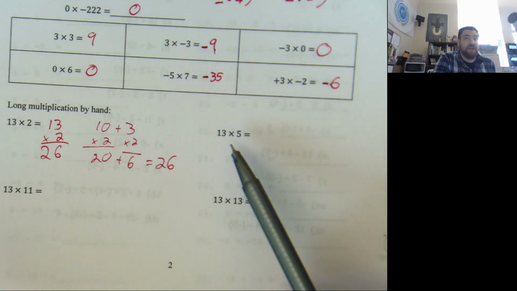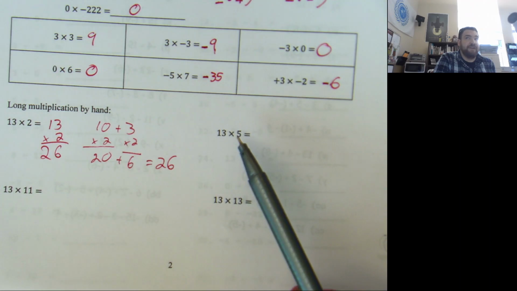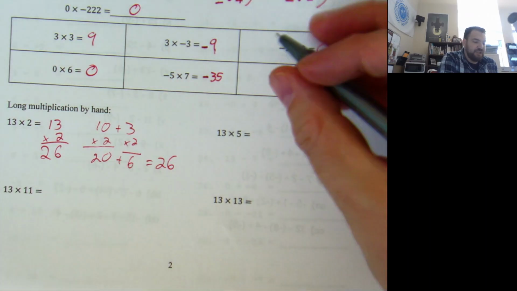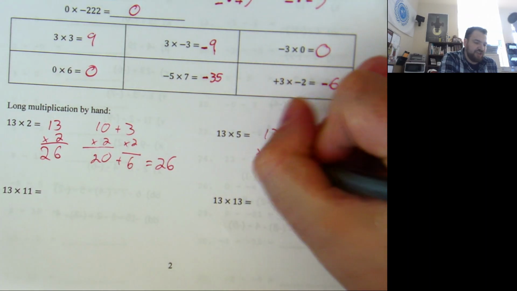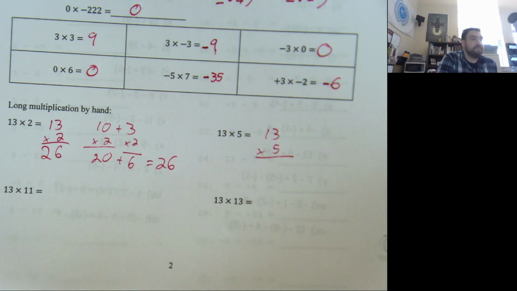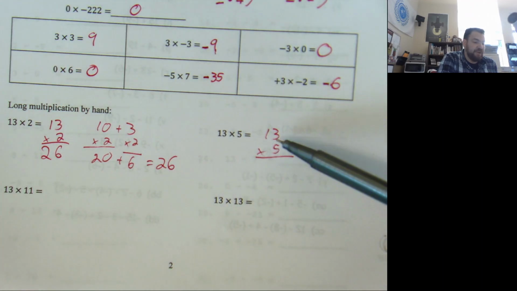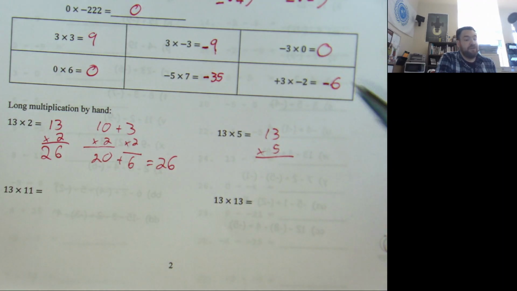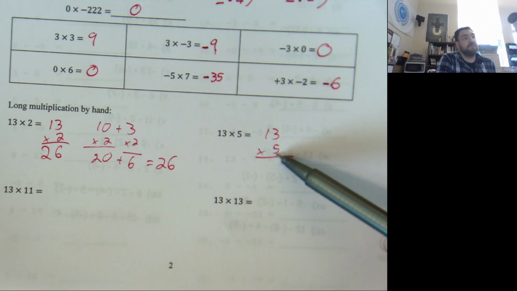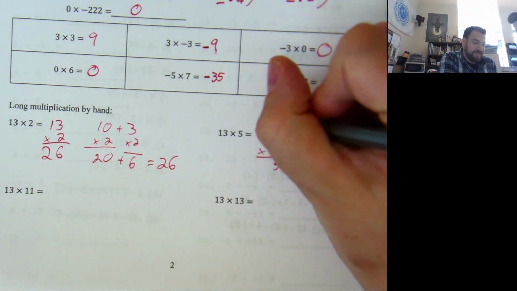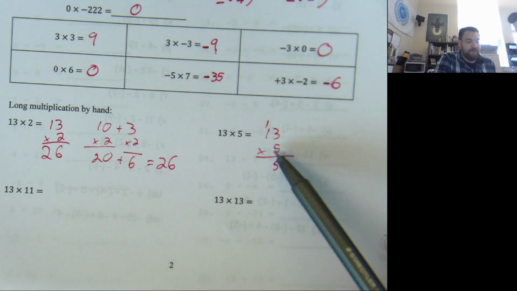13 times 5, let's look at it longhand too. Lots of you will be able to do that in your head and say, well, that's going to be 65. But let's show how we get there. Doing it longhand, how does longhand change for this question? The procedure is going to start the same. 3 times 5 is? 3 times 5 is 15. So I put the 5 down there and I carry the 1. Now when I do 5 times 1 plus the 1 is?